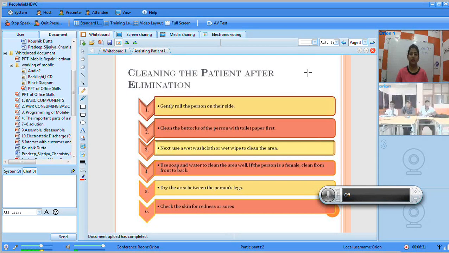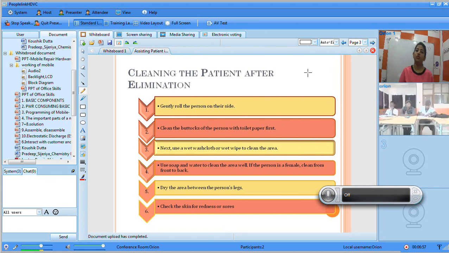Based on the gender, for example, if the patient is a male, a male GDA person would be assisting the male patient. Likewise, if the patient is female, a female GDA must be assisting the patient in the elimination process.